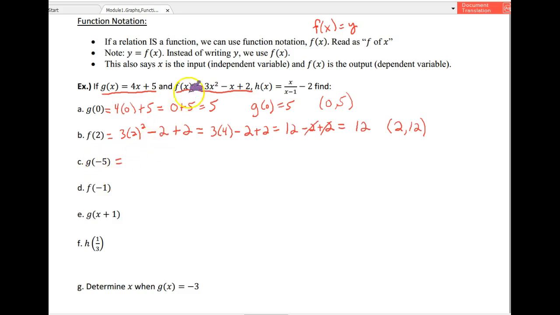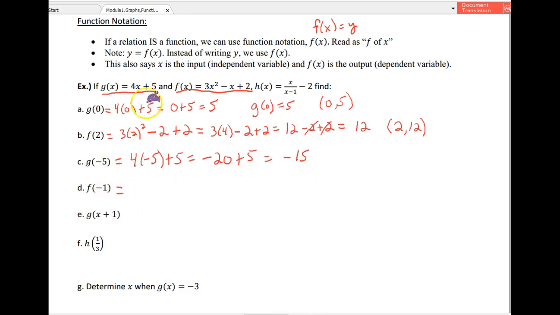Same thing here. Now I'm going back to g. So now I'm plugging in negative 5. So 4 times negative 5 plus 5. 4 times a negative 5 is negative 20 plus 5 would be negative 15.